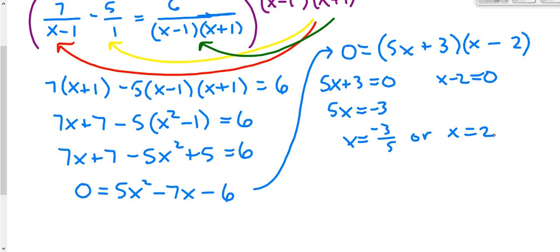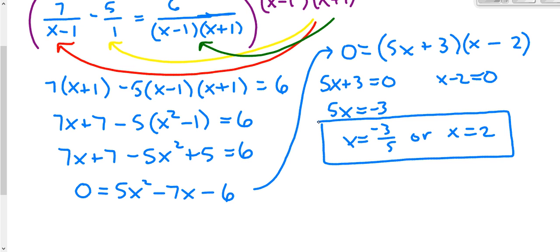Would either one of those answers be extraneous? Look at the denominators from the original problem. What answers would we have to reject if we happen to get them? That's right, 1 or negative 1. But we did not get those. We got 2, we got negative 3/5, so those are both keepers. So we're keeping them.